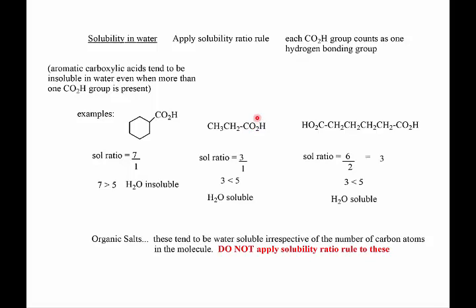This 3-carbon carboxylic acid: the total number of carbons is 1, 2, 3. Carboxyl group again counts as one hydrogen bonding group, so 3 over 1, 3 less than 5. Indeed, water soluble. This compound, there is 1, 2, 3, 4, 5, 6 carbons altogether. Now there's 2 carboxyl groups. You count 2 hydrogen bonding groups. That's 6 divided by 2 is 3. 3 less than 5. So we're going to predict this to be water soluble.